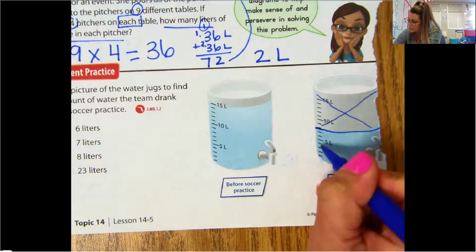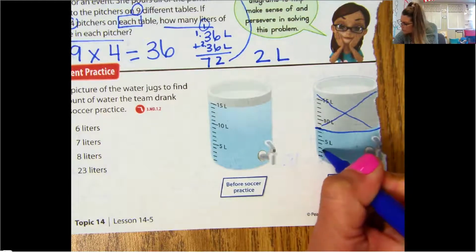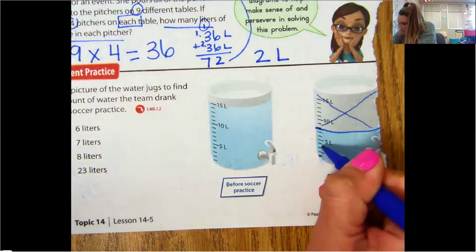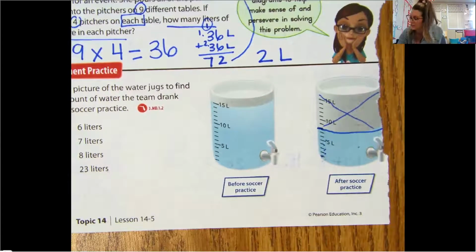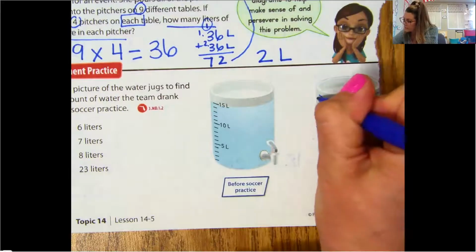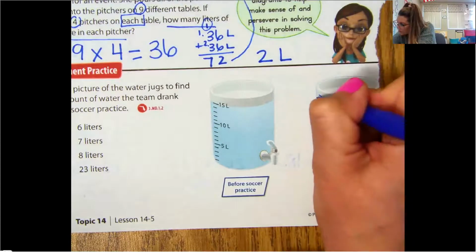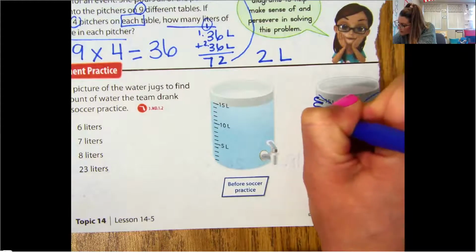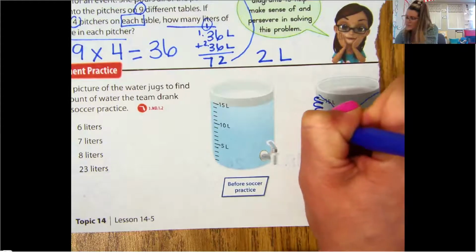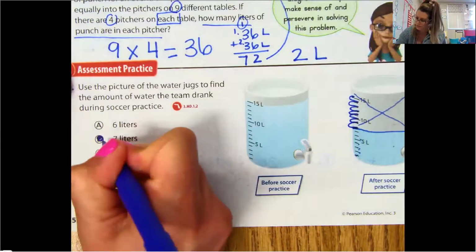Well, this is 5. Let's see. So would it be 1? 1, 2, okay, 1, 2, 3, 4, 5. So it looks like each tick mark stands for 1 liter. So if we started at 15, we go all the way down to here. What are we going to get? Counting by ones. 1, 2, 3, 4, 5, 6, 7 liters.